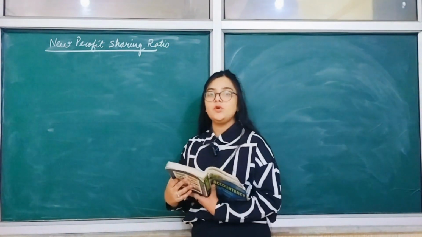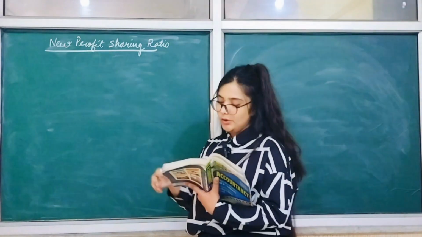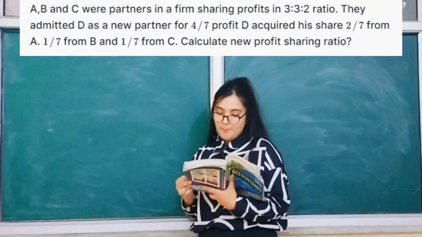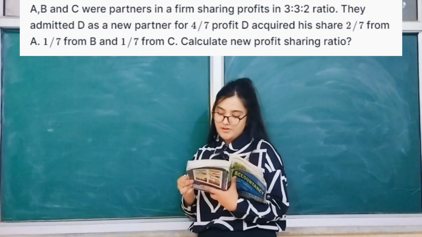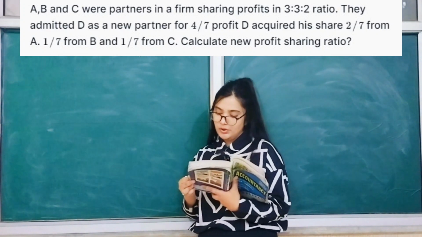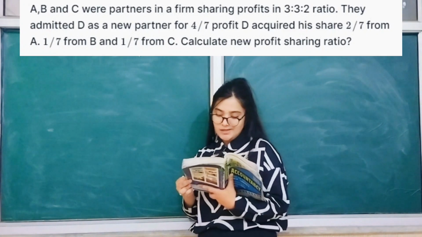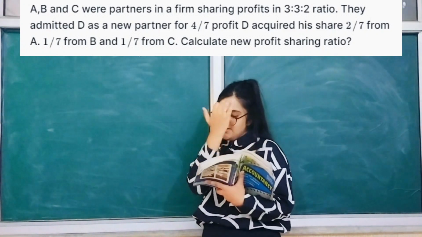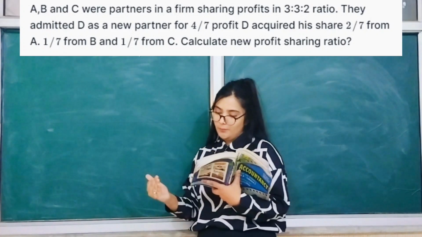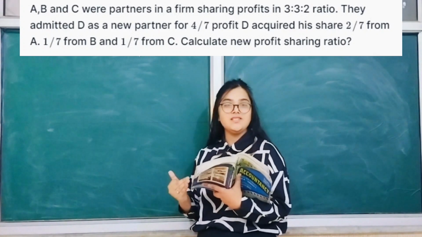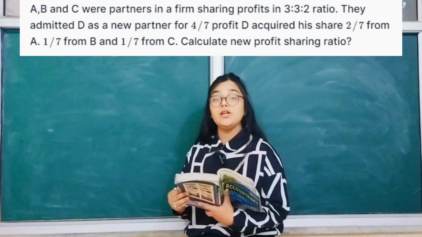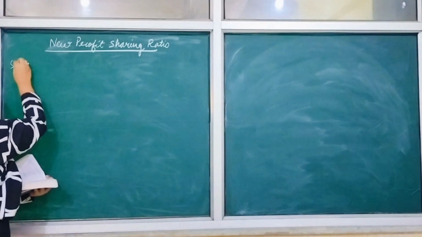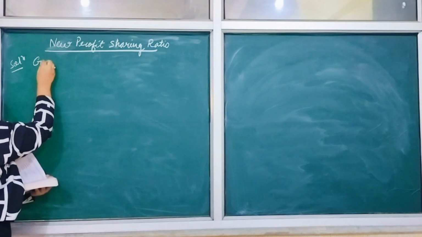So the very first question that we are going to solve, you can see on your screen. The question states: A, B and C were partners in a firm sharing profits in the ratio of 3:3:2. They admitted D as a new partner for 4/7 share of profit. D acquired his share 2/7 from A, 1/7 from B and 1/7 from C. Calculate the new profit sharing ratio. Right? So the very first step that we usually do is to write what is given.